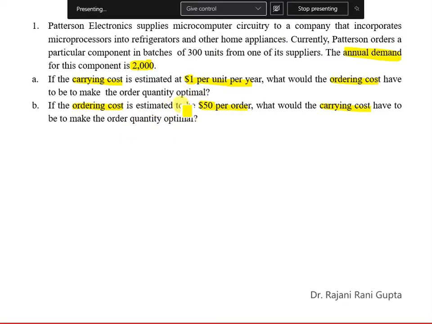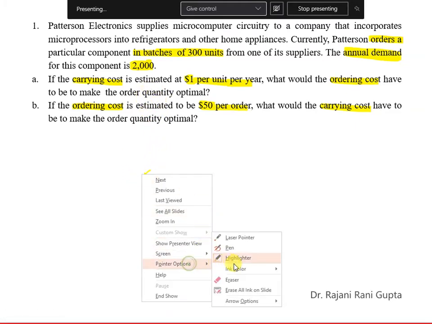Now, how much quantity is ordered? Is it given somewhere else? Yes. So what is mentioned? Currently, Patterson orders a particular component in batches of 300 units. So we have to answer this question based on what is given to us.